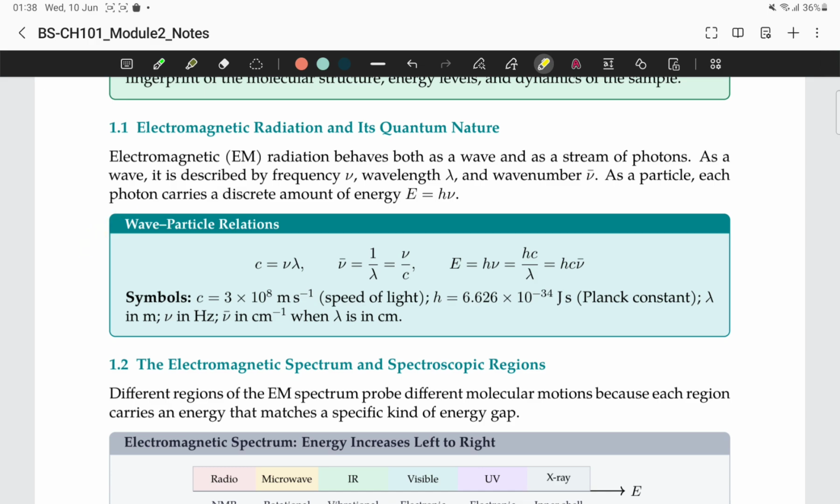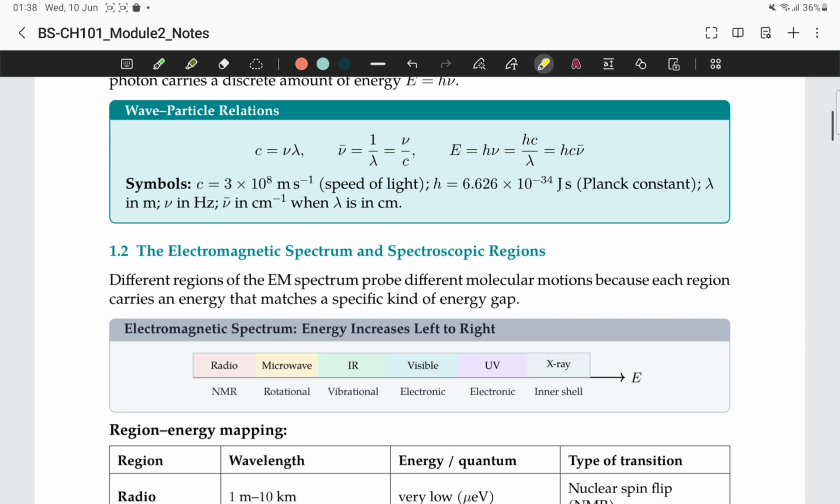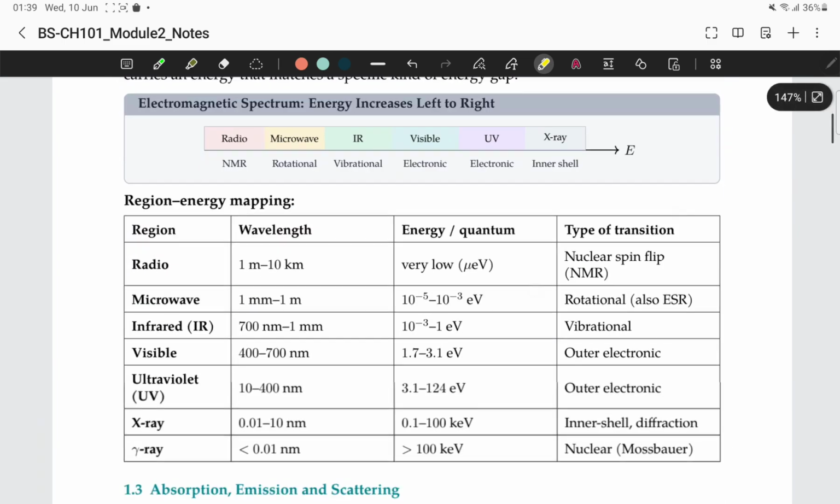Let's get into the next things. Two things are more important here. Remember the speed of light is in meter per second. Here is the Planck constant, taking the power as 10 to the power minus 34, in joule seconds. Lambda is in meter, nu is in hertz, and wave number is in centimeter inverse when lambda is in centimeter.